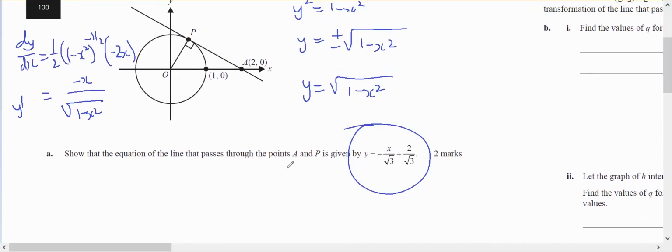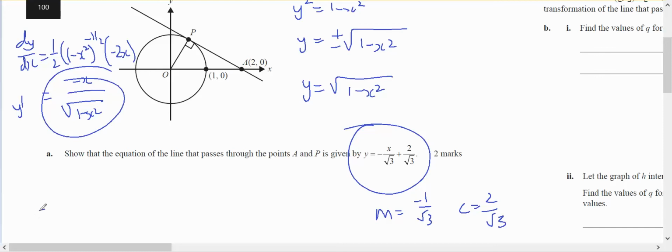Okay. Show that the equation of the line that passes through point A and point B is this. Okay, so I've got to show that the gradient is equal to negative 1 on root 3 and the y-intercept is equal to 2 on root 3. So I can get the gradient two ways. The gradient's going to be minus x on top of the square root of 1 minus x squared, and that's going to equal this gradient triangle where this coordinate here is x and the square root of 1 minus x squared, and this coordinate is 2, 0.